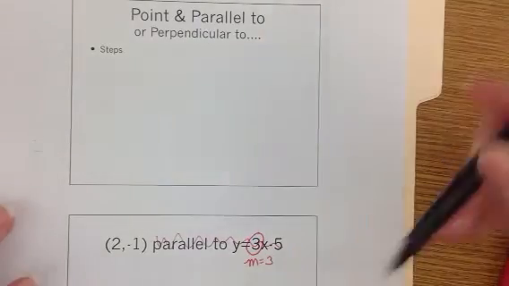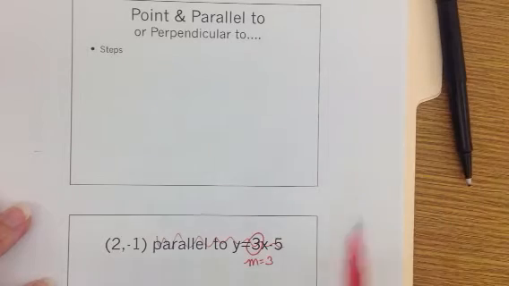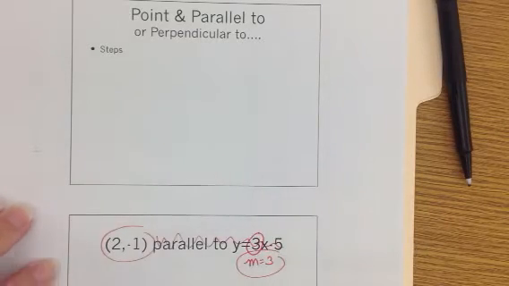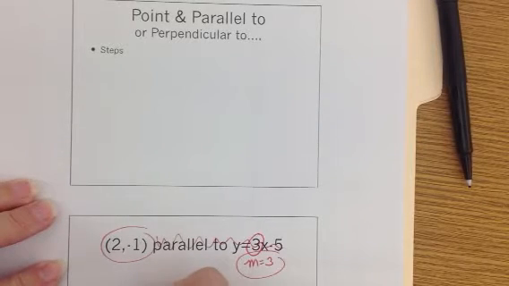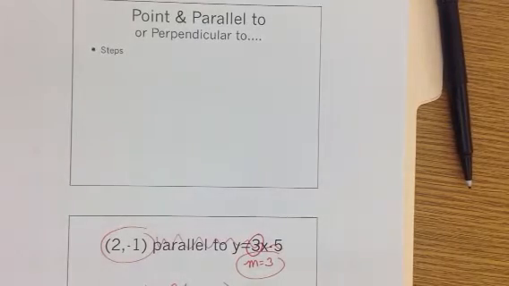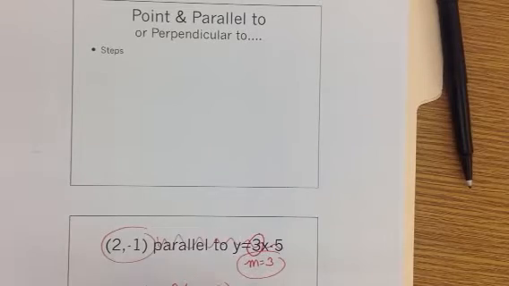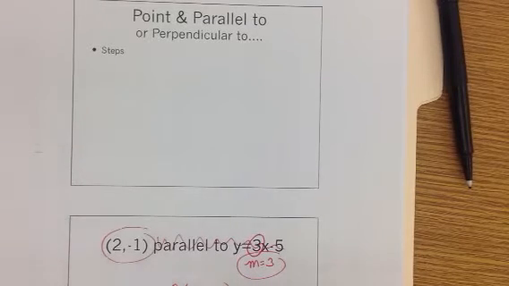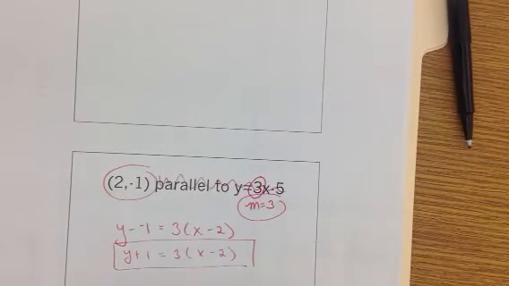Now, just like in the last problem we did, I have a slope and I have a point, so I can put that in my point slope form. y minus y1 equals 3 times x minus x1. I can clean this up just a little bit: y plus 1 equals 3 times x minus 2. In the next video, we're going to talk about simplifying this, but right now that's in point slope form.